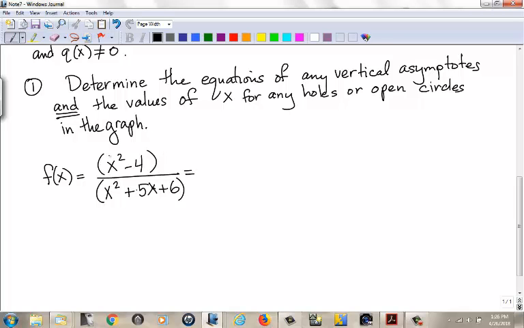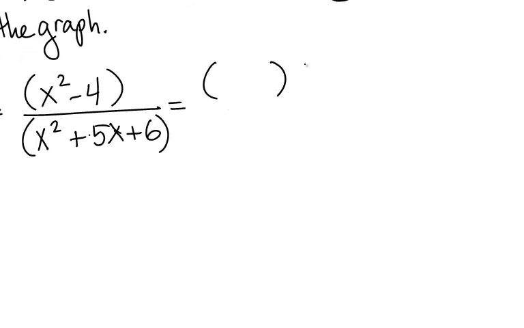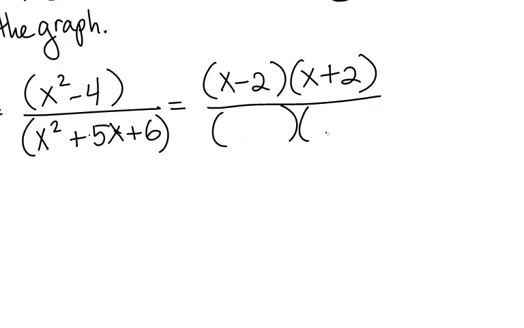First, we can factor that top part. That is the difference of two squares. That'll factor into x minus 2, x plus 2, one plus sign, one minus sign. And the bottom we can factor, there's nothing in common, plus 3, plus 2.